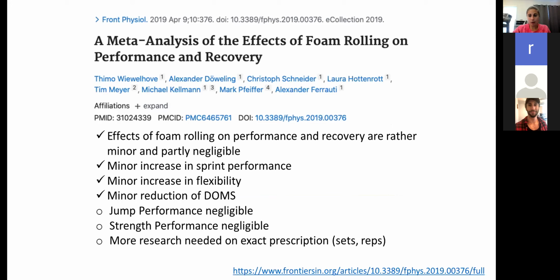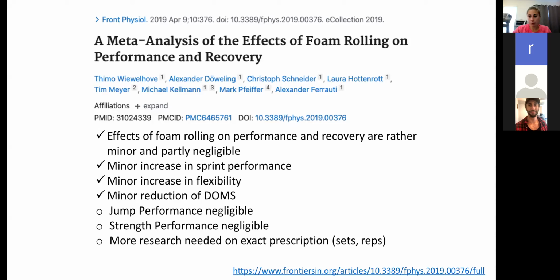People do that for us, where you look at literature reviews or meta-analyses, they take all the data and make conclusions from the data. So what can we see here? The effects of foam rolling on performance and recovery. So effects on performance and recovery are rather and partly negligible, which means we don't really see much of an increase in performance, okay? And the thing we see is we don't see a decrease in performance, so that's good. Minor increase in sprint performance, okay? So maybe a small increase in performance we might see, but not much.